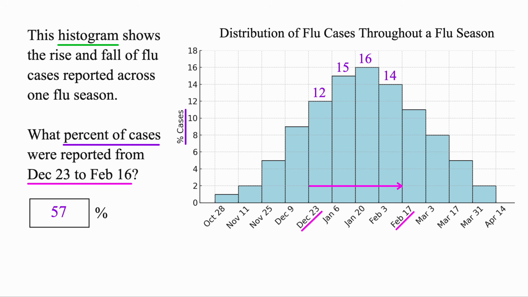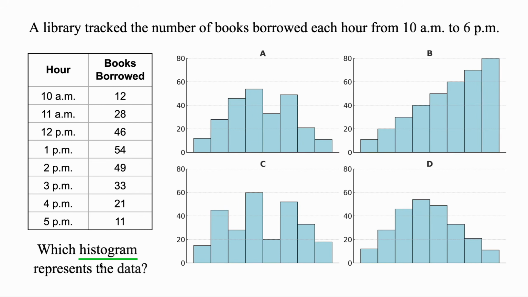Okay, let's look at another type next. This time we want to match the correct histogram with a data table. Which histogram represents the data that's given? They say that a library tracked the number of books borrowed each hour from 10 a.m. to 6 p.m. So at 10 a.m. during this hour, 12 books were borrowed. And then starting at 11 during that hour, 28 books, all the way down.